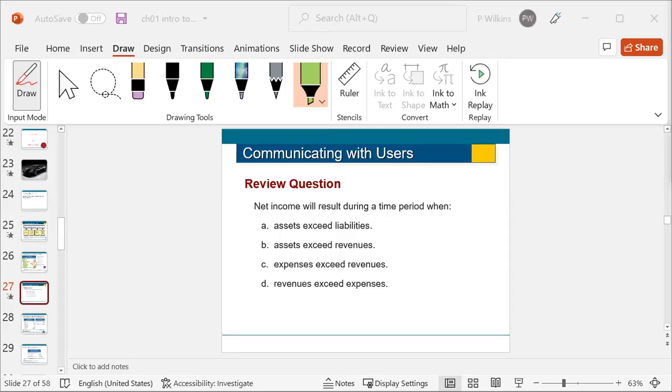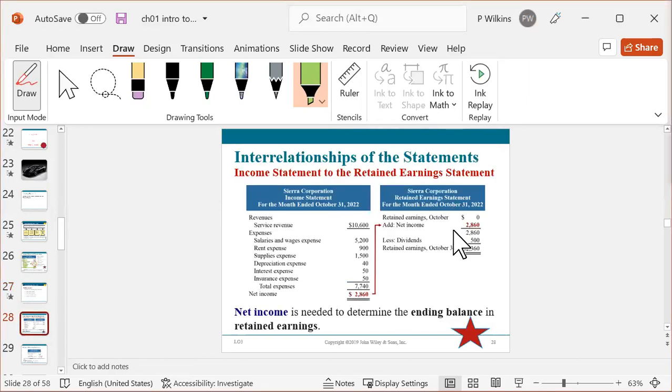Now we are going to look at the next financial statement, which is the retained earnings statement. This slide is going to show you how the number from the net income rolls to the retained earnings statement. So I'm going to show you that first, and then we're going to look at the retained earnings statement in detail. So net income, you'll see it here on the left-hand side of the screen, it says the net income is $2,860. That's what we just figured on the last slide.